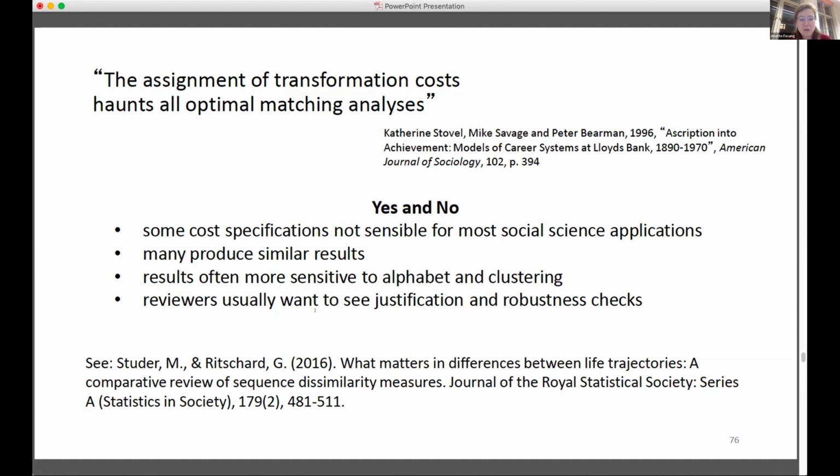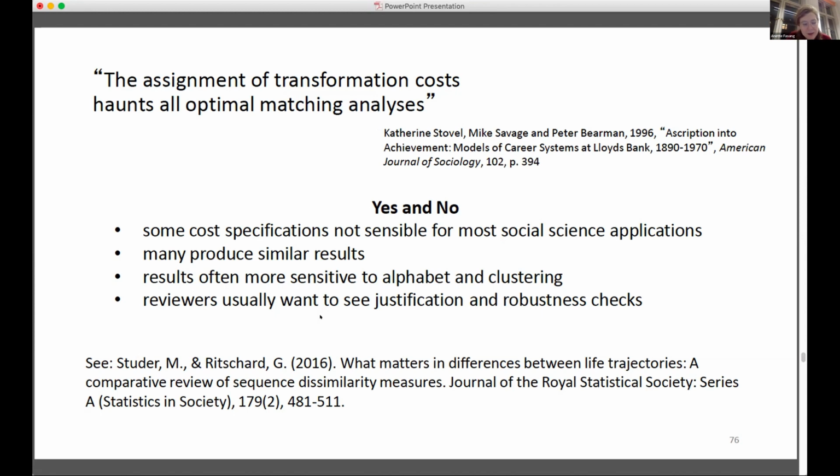But reviewers usually want to see, of course, a justification. You say, I'm interested in timing, timing is really central, that's why I'm setting low substitution costs, or I'm using another measure, there are various that emphasize timing. And then it's also advisable to run some robustness checks. But I think the more applications we have seen, the more this has become not a ghost invalidating the method, but simply a choice where you have sensible options and should do some robustness checks.